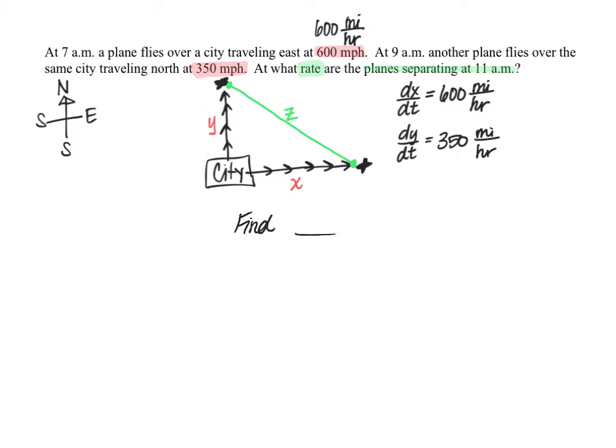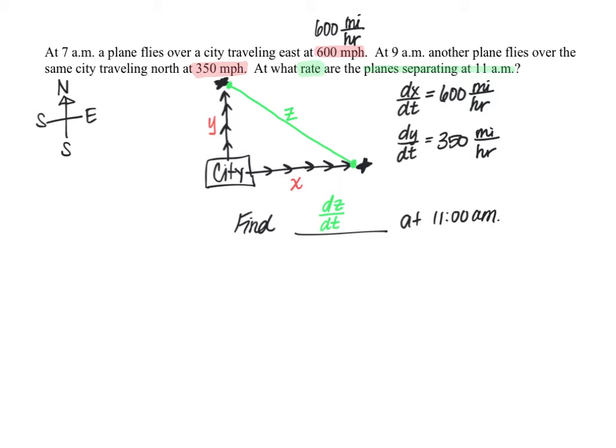So usually I try to write this as find blank when blank, something like that. Sometimes you have to adjust this. This is certainly just a guideline. In this case, if we're looking for the rate at which the planes are separating, then we're looking for the rate at which z is changing. So that would be dz over dt at 11 a.m. So I'm going to erase the word when, and I'm just going to write in at 11 a.m. Find dz over dt at 11 a.m. And this looks like a good solid setup.